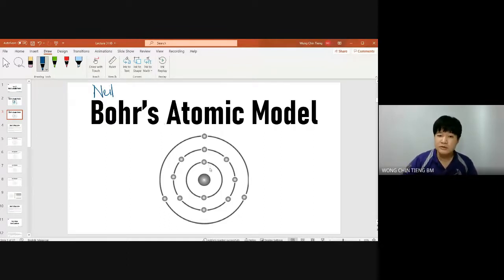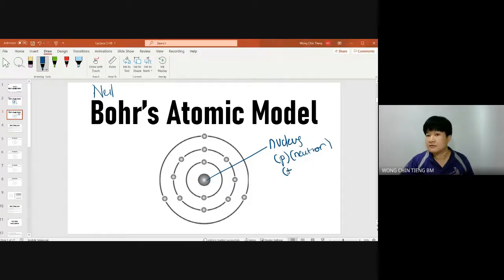This atomic model just generally lets you know you have your nucleus. We have talked about that. Everybody knows where your nucleus is. All right. So we have the nucleus, and in your nucleus, we know that you have the presence of your proton, so proton and also neutron. And we know that your proton over here will carry the positive charge. So we know that your proton carries the positive charge.